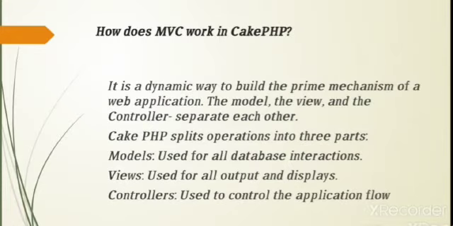Next, how does MVC work in CakePHP? It is a dynamic way to build the prime mechanism of a web application. Model, view, and controller are separate from each other. CakePHP splits operations into three parts: models, views, and controllers. First, models are used for all database interactions. Views are used for all output and displays. Controllers are used to control the application flow.